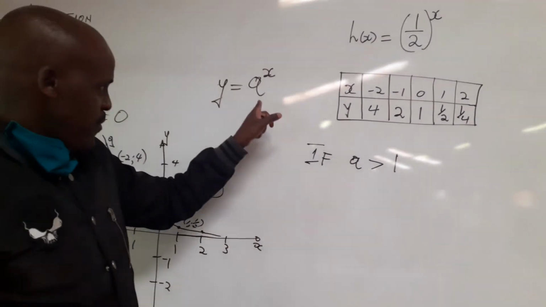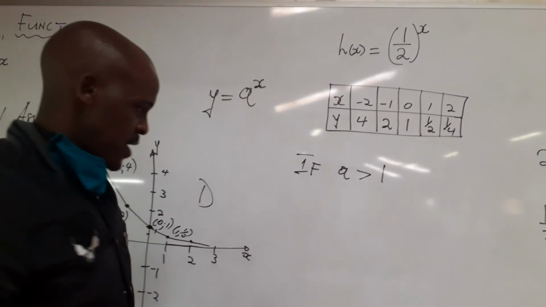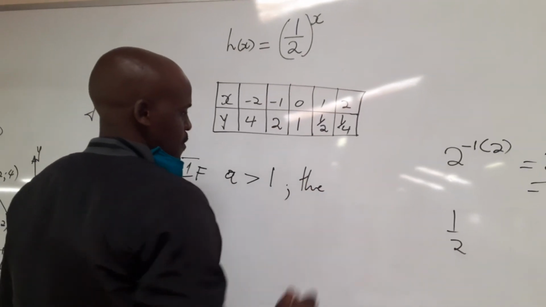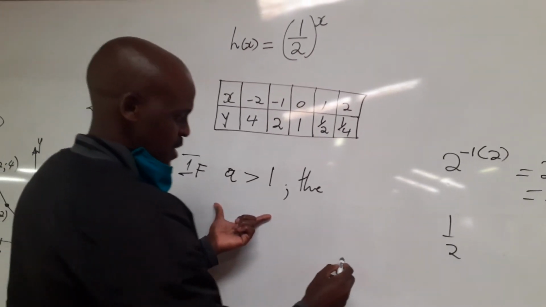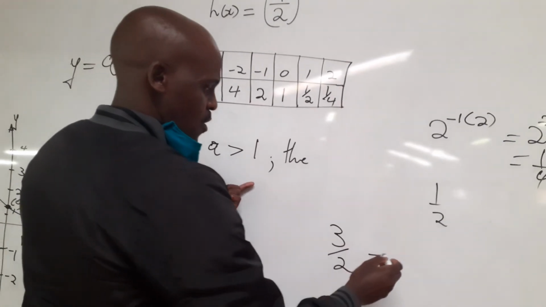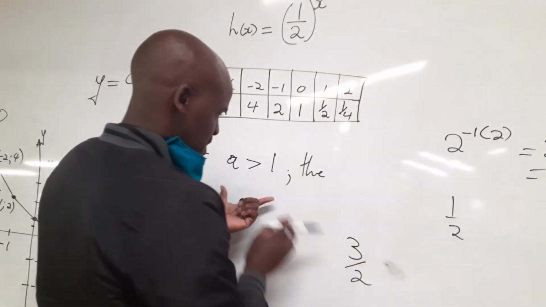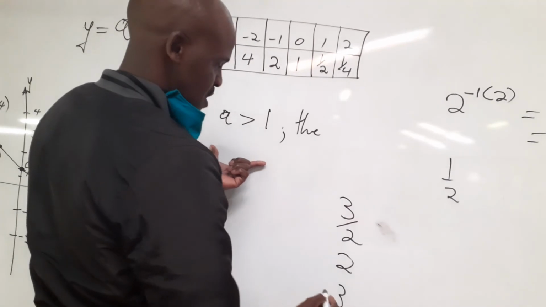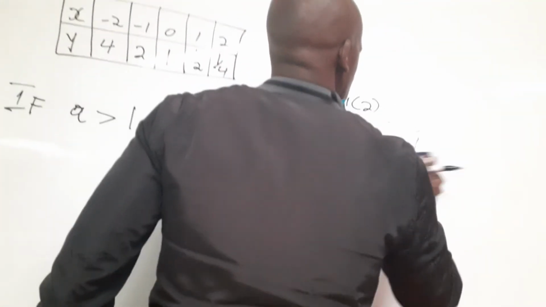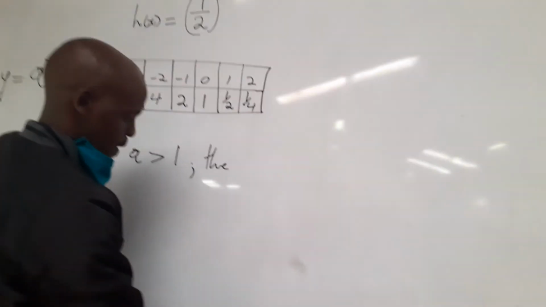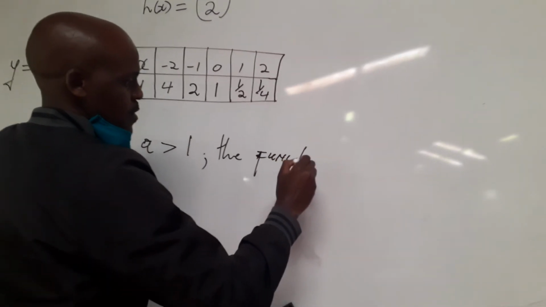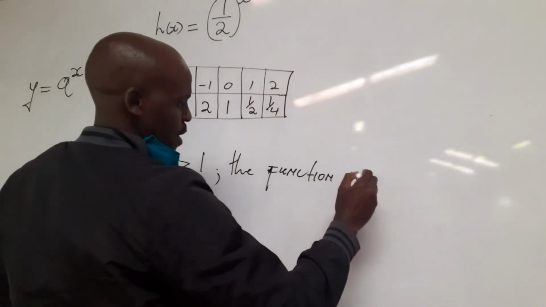If a, the base, is greater than 1, when you say greater than 1, that means it can be either 3 over 2 or any value that is greater than 1. It can be either 2 or 3, but greater than 1. The function will be increasing.